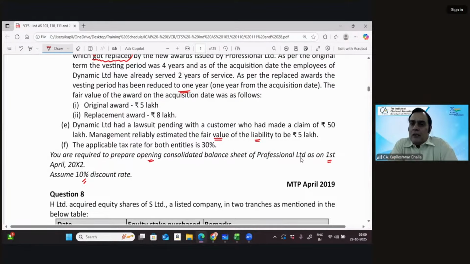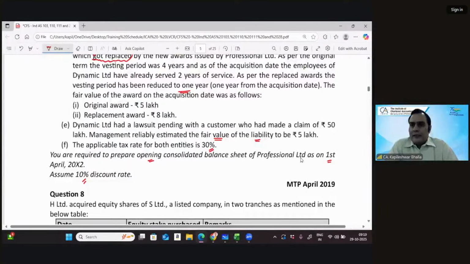Management estimates the fair value of this liability, which is given. Now, a pending lawsuit would mean that it is supposed to be a contingent liability, and we are given the fair value of this contingent liability. So certainly it is a part of the acquisition accounting entry. And we are given the tax rate at 30%. The moment he gives you a tax rate, what comes to mind immediately is that we need to apply the deferred tax consequences as well. Wow. So I would say it is a good question, but it's not very technical as well.